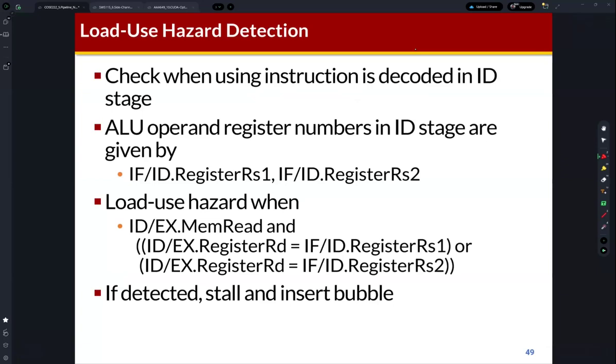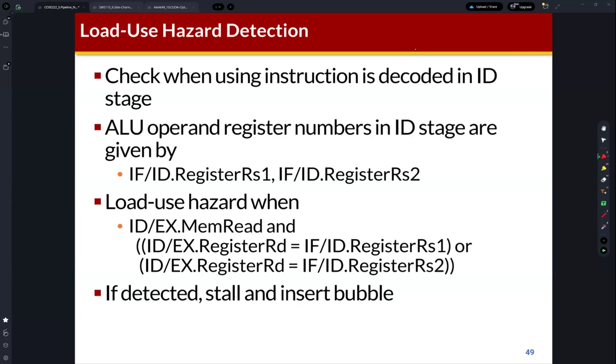Now we will learn how to implement load use hazard handling. So what is the load use hazard? If the previous instruction is a load instruction and the destination register is updated by this load instruction, and the very next instruction demands the result from this load instruction, this is the load use hazard.